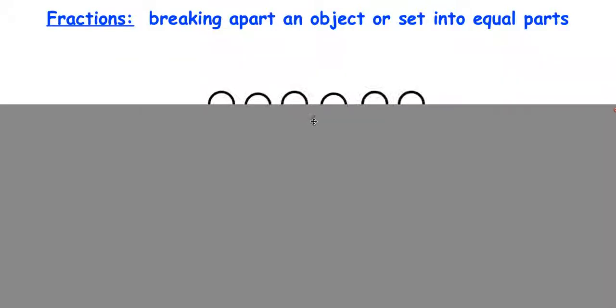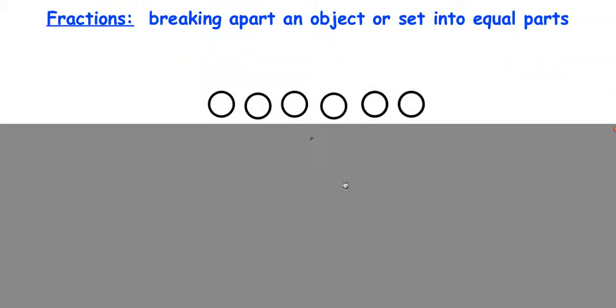We've talked about fractions the past several days, and we've talked about how fractions are breaking apart an object or set into equal parts. And we've talked about how a set can be a specific object or it can be a group of objects or people or items. So I've created a set here of 6 circles.